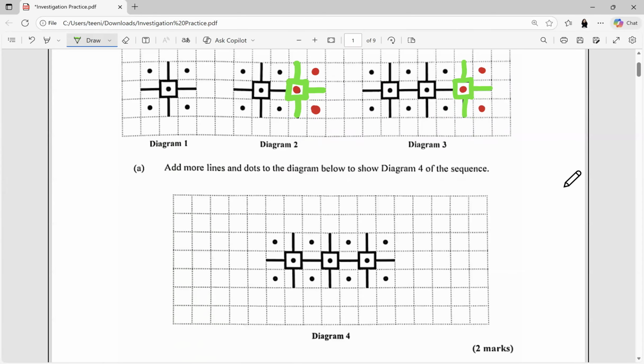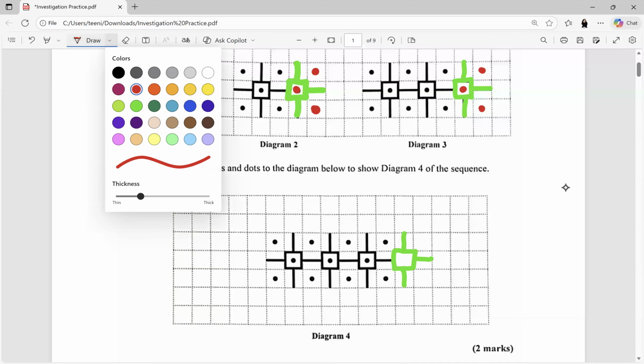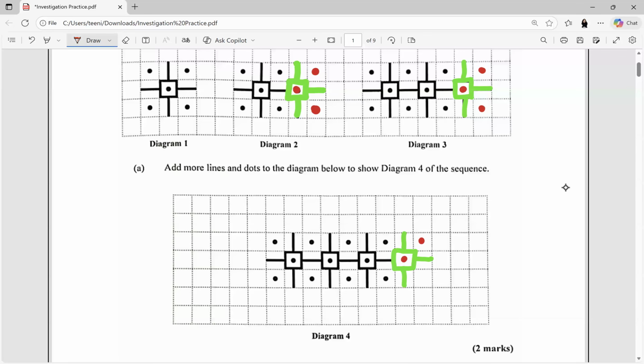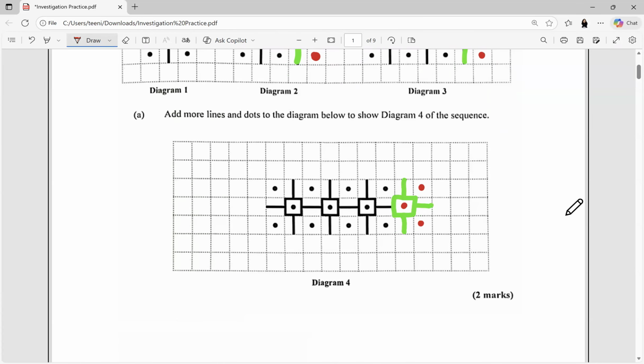So the diagram that you would have to draw to complete diagram 4, because it says add more lines and dots to the diagram to show diagram 4 of the sequence, you're going to have to do the same thing. You will add 7 lines and 3 dots. And that would be your new diagram for 2 marks.